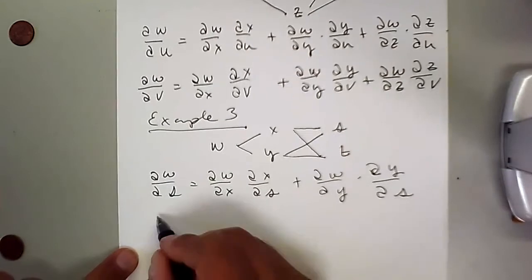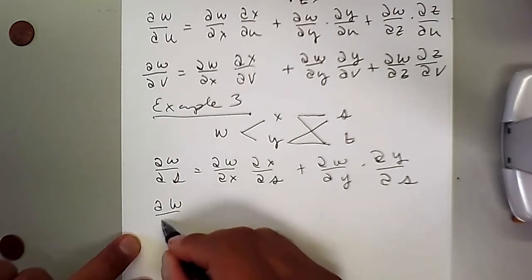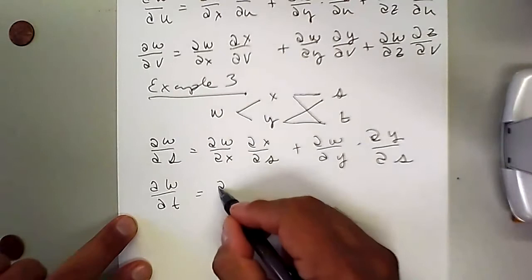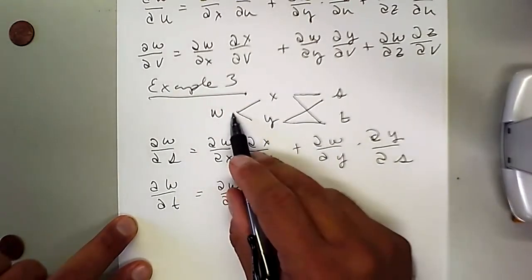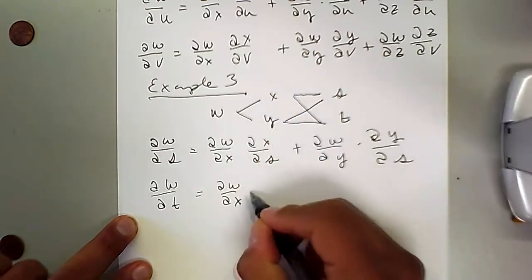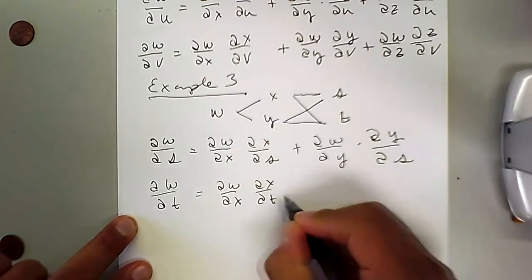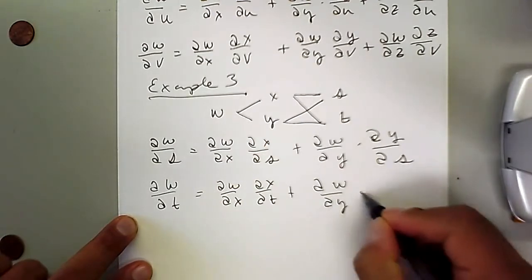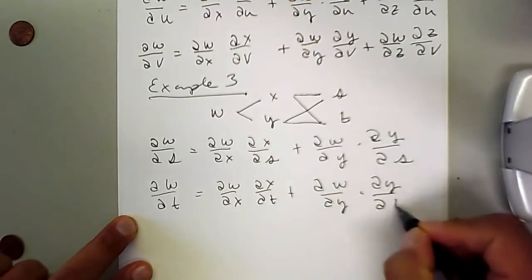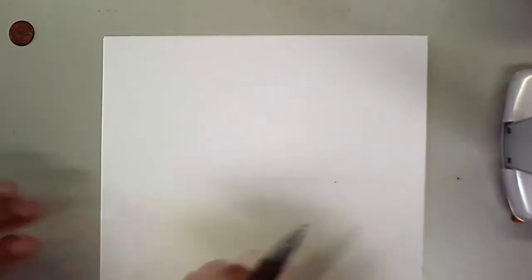The partial of W with respect to T is partial W with respect to X, okay, so if we want to go here, we go via X, and then partial X with respect to T, plus partial W with respect to Y times partial Y with respect to T. And that works out. The next example is an interesting example because it combines partials with regular derivatives.